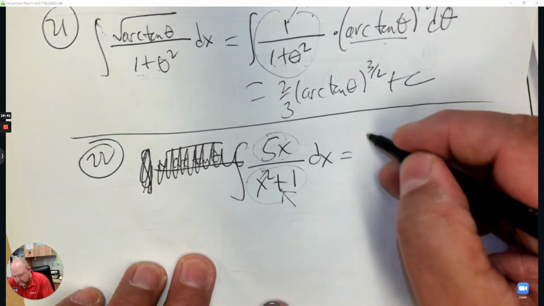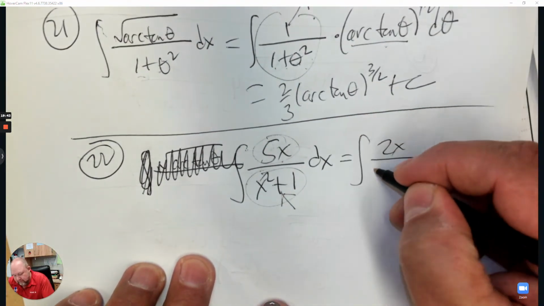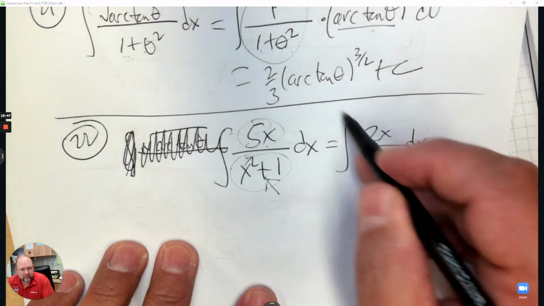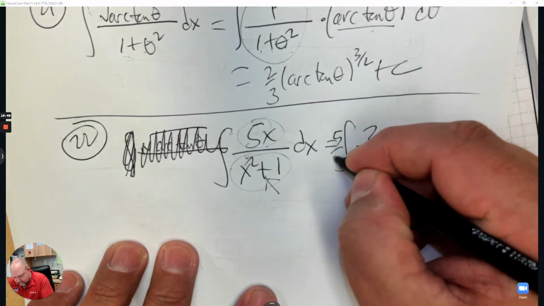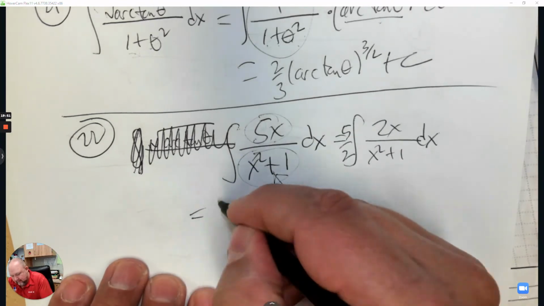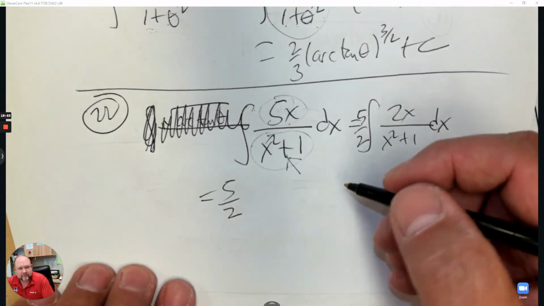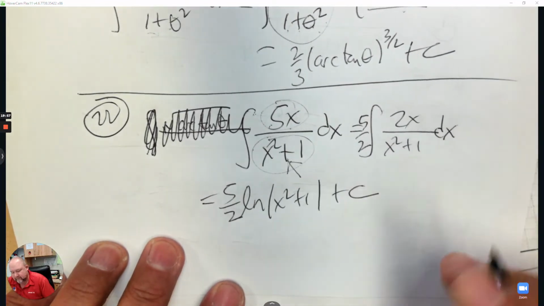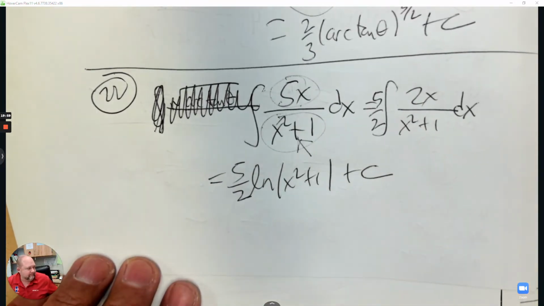Oh, I need integration sign. And so it should be 2x. And what it was over what it became. And so the answer is 5 over 2. It's a logarithm. X squared plus 1 plus c. 23.